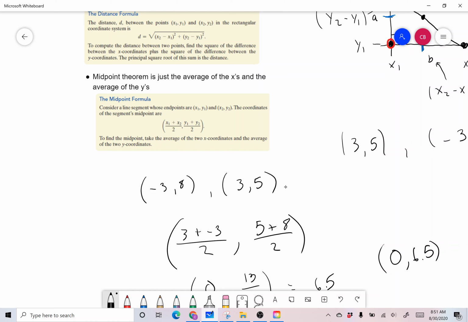So give it a try, guys. Use the distance formula. Practice this on Alex. Practice this on any worksheets I might have on my site. I don't know if I have too many for these ones, but it's pretty straightforward, I think.